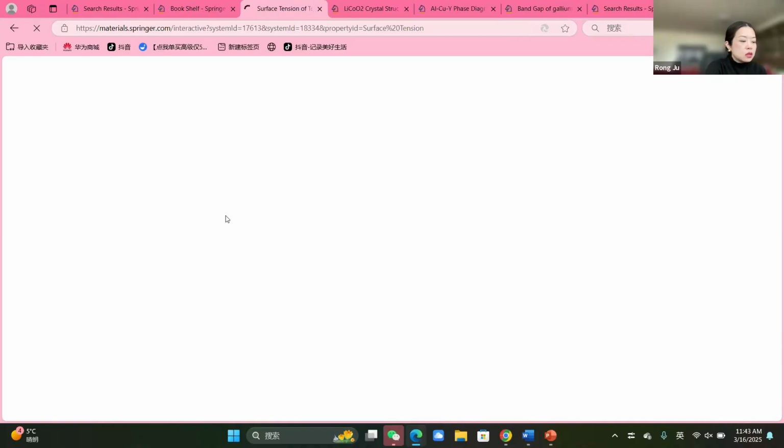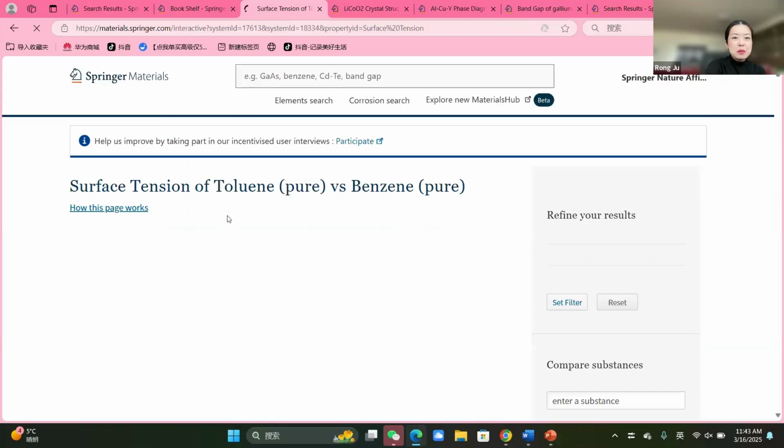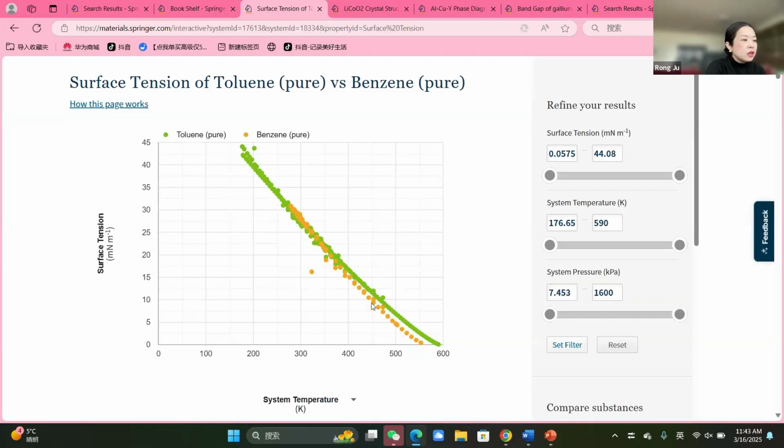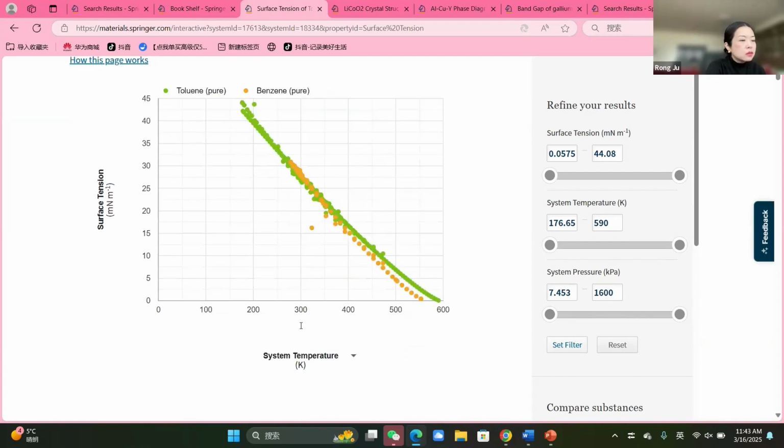You might want to ask, why not more? Technically speaking, we can compare as many as we want, but eventually this graph gets too complicated for you to review. So we limit it to 3 here. You can see the orange one is benzene, and the green one is toluene.